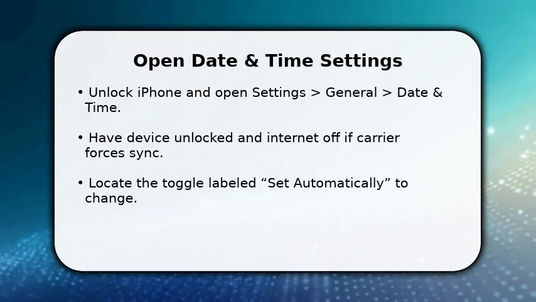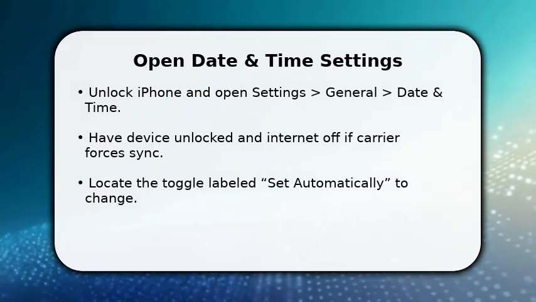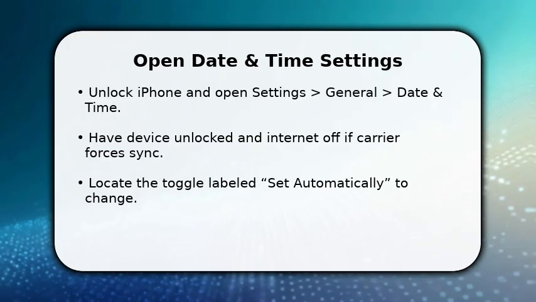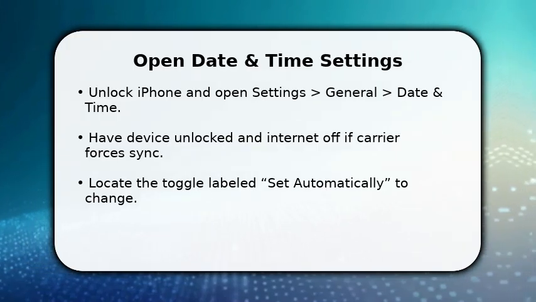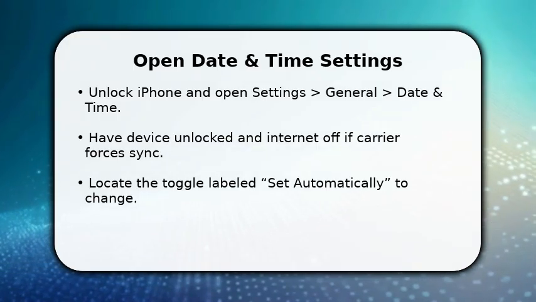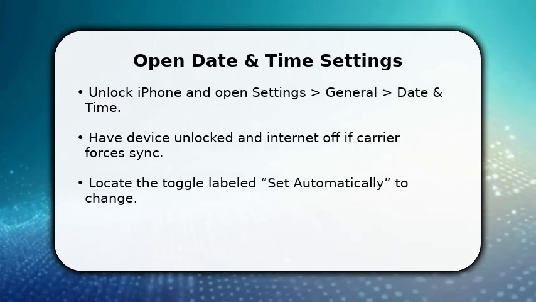You're changing the clock widget by changing the system time. Open Settings, tap General, then Date and Time. Once there, you'll see Set Automatically. Turn that switch off. You must disable Automatic Network Time before editing.